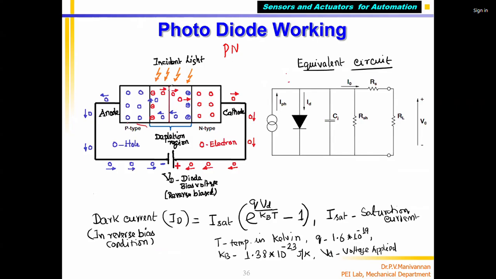One side you have P-type material. This is the junction. You can note that this is called a junction. This side is P-type material, and this side is N-type material. One junction is formed.